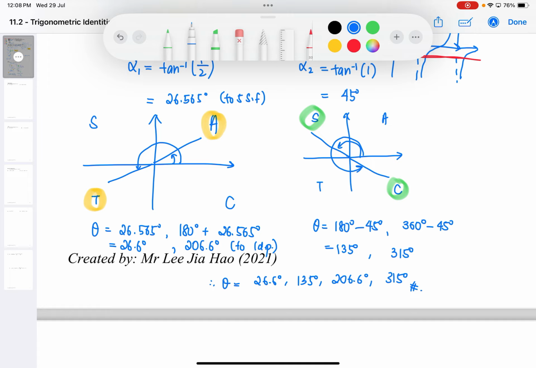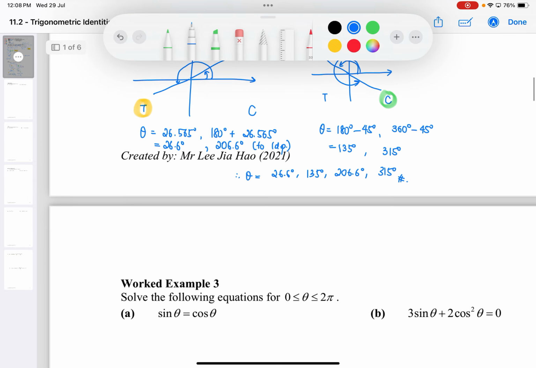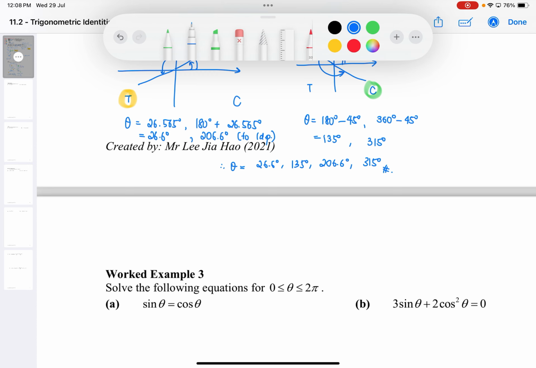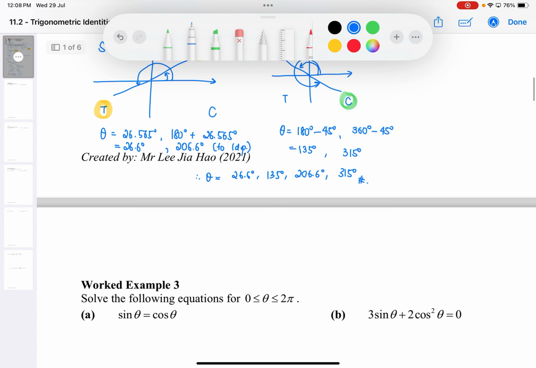Thank you. Okay, that's the end of the syllabus for our WA. Really, I teach finish already. Okay, come, let's look at word example 3. 2 more minutes before the bell ring.